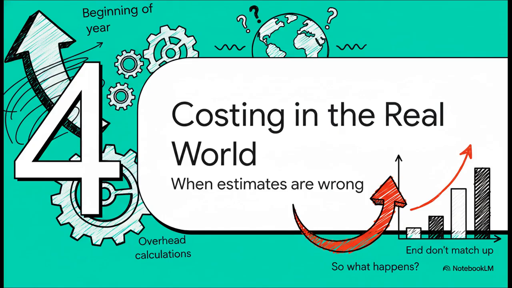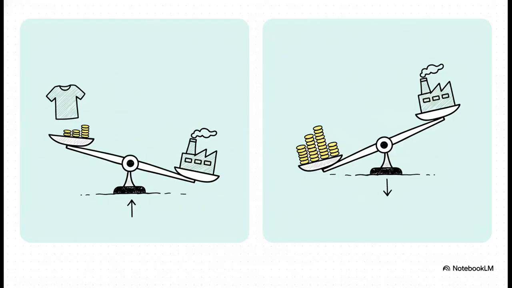Of course, a lot of these overhead calculations are based on estimates, right? They're forecasts made at the start of the year. But we all know real life is messy and estimates are almost never perfect. So what happens when you get to the end of the year and, whoops, your numbers don't match up? Well, you end up in one of two spots. Under-absorption means you didn't assign enough overhead costs to your products, so your products look cheaper to make than they really were. And over-absorption is just the opposite. You assign too much cost, making your products seem more expensive to produce than they actually were.